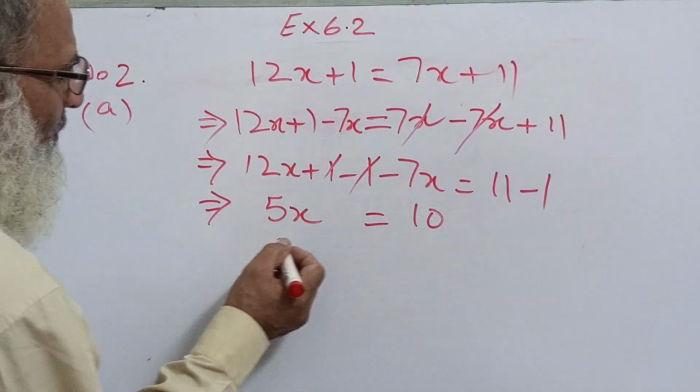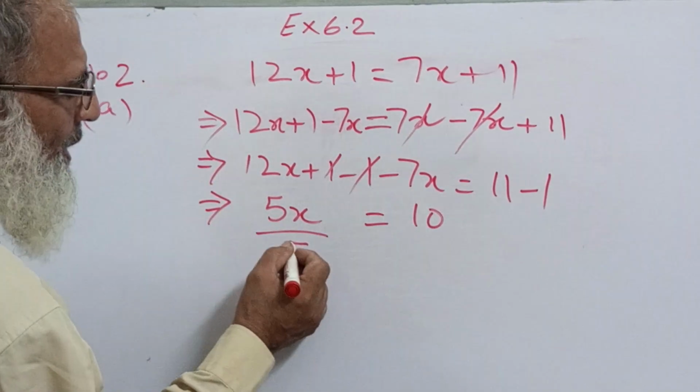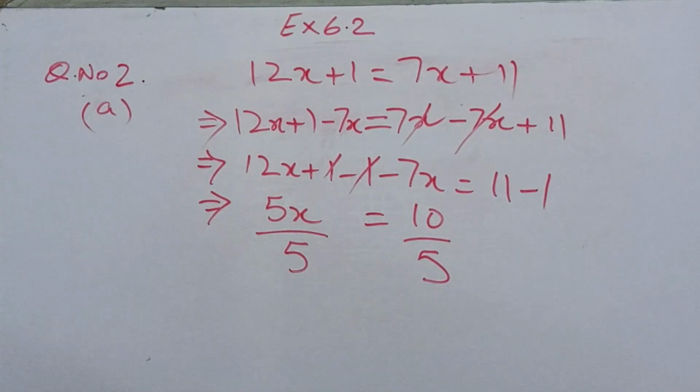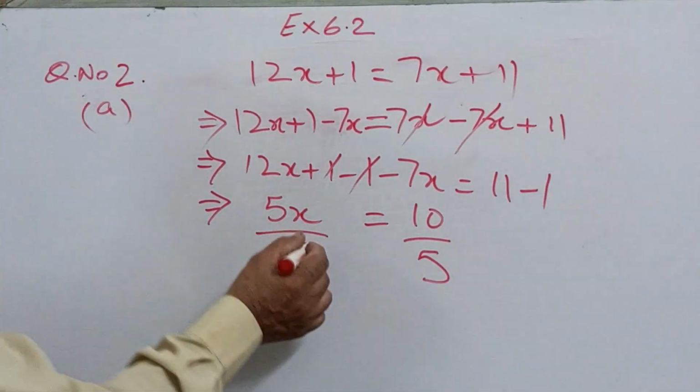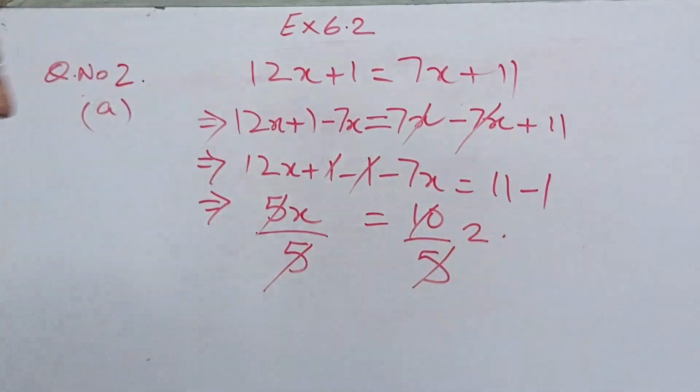So now in the next step it will be like this, because we have to find the value of x, not the 5x. So it will be 1x is equal to 2. 1x is equal to 2. Now you see that this was quite an easy question.